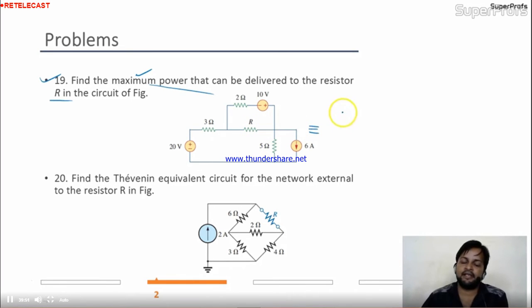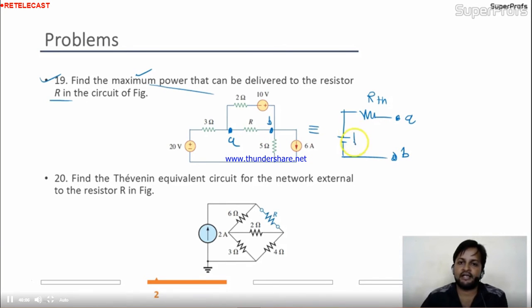So simply I can say I need the Thevenin equivalent circuit, then I can proceed with the maximum power. This is the point A and B. Over here the point is A and point is B. I need the terminal also, RTH, and this is the VTH. I need to calculate RTH and VTH as well. Okay, so first I'll calculate the RTH.